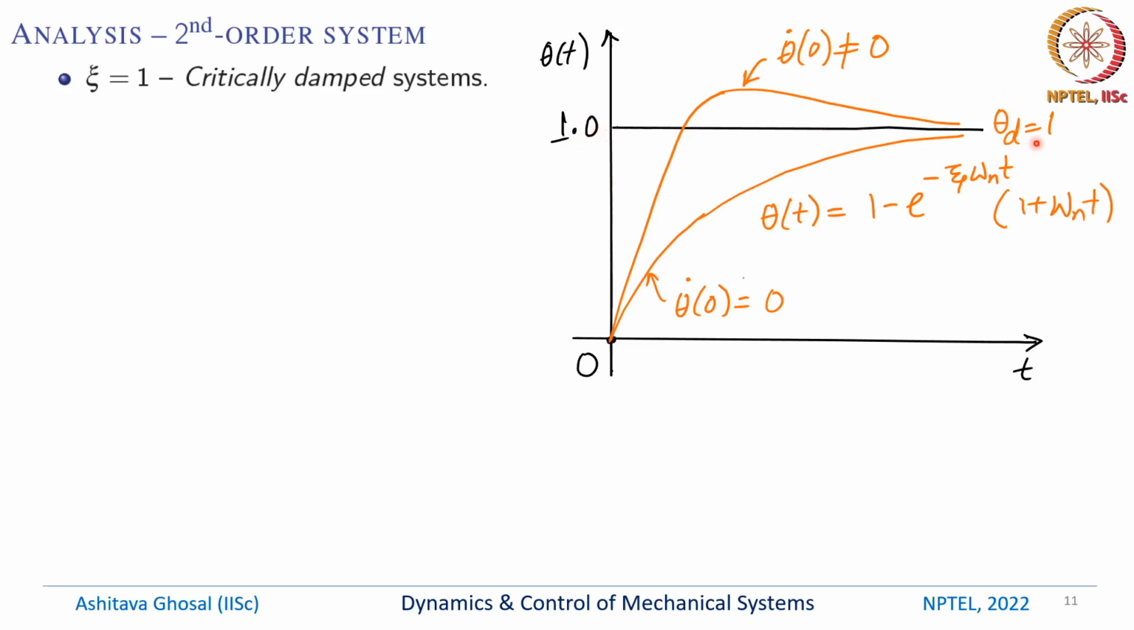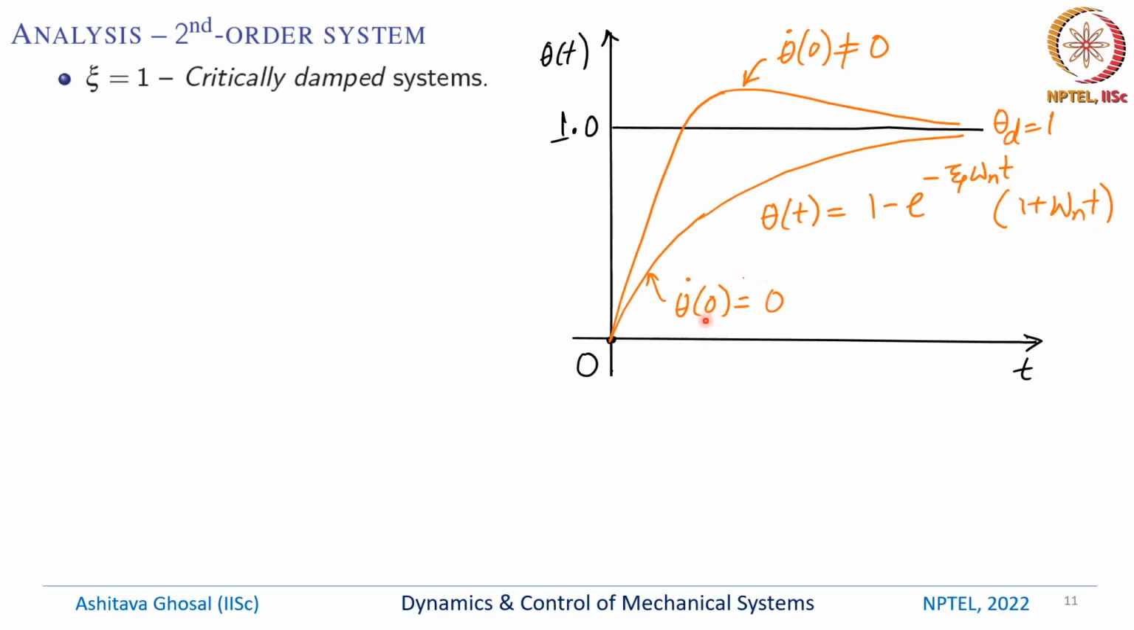So theta d of t is 1 for t greater than 0 and it is 0 for t less than or equal to 0. We can again find the solution from the inverse Laplace transform of the second order system, and it is given by theta of t as 1 minus e to the power minus psi omega n t into 1 plus omega n t.